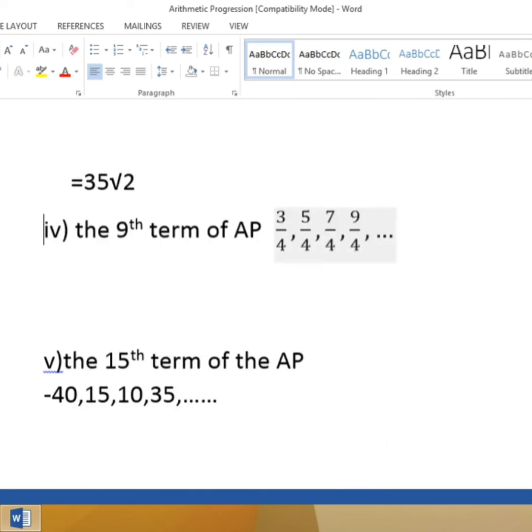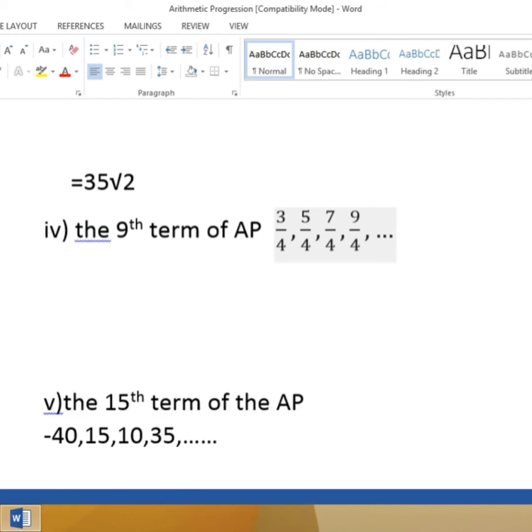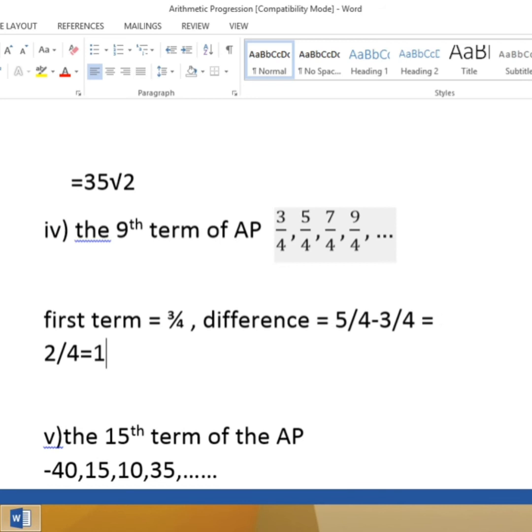Next, fourth part of the question, we need to find the 9th term of this fraction series, 3 by 4, 5 by 4, 7 by 4, 9 by 4. So first term is 3 by 4. Difference is going to be 5 by 4 minus 3 by 4. Since it's a like fraction, directly you can subtract the numerators. So 2 by 4, that is simplified into 1 by 2.